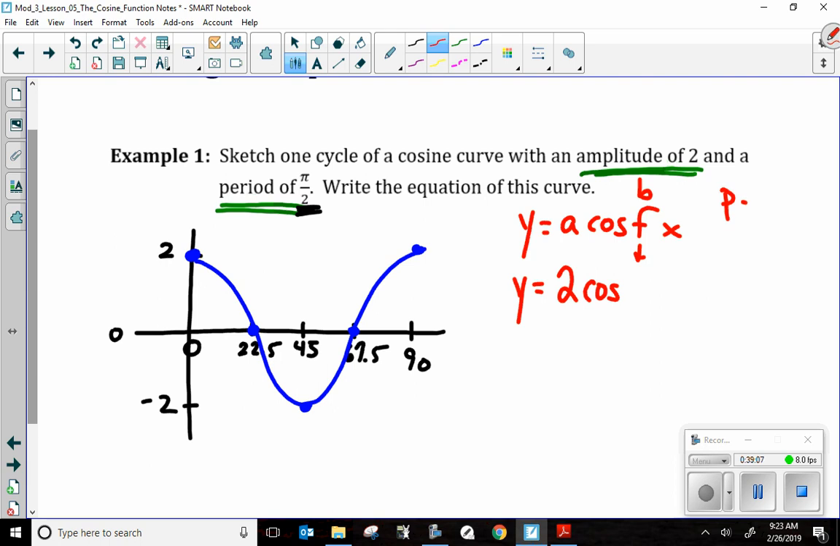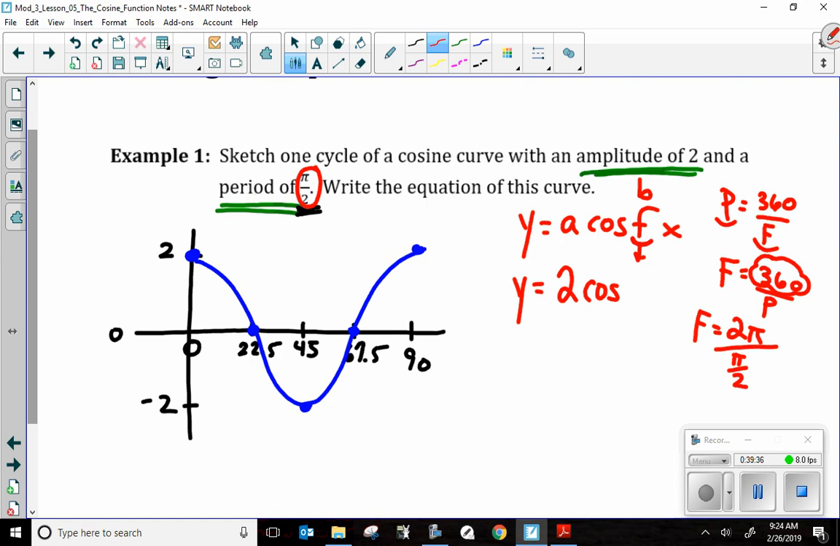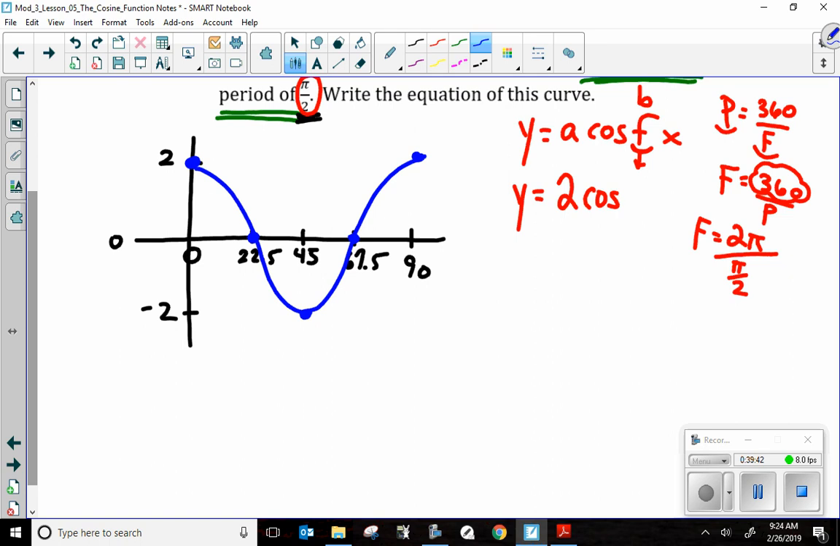Remember, period equals 360 or 2 pi divided by the frequency, but p and f are interchangeable. I can say f equals 360 divided by the period. And that's exactly what I'm going to do here to find this f. They give me the period. Now, since there's a pi in my period, instead of 360, I'm going to use 2 pi and divide it by pi over 2. Don't forget, if we're dividing by a fraction, we need to multiply by its reciprocal. 2 over pi.